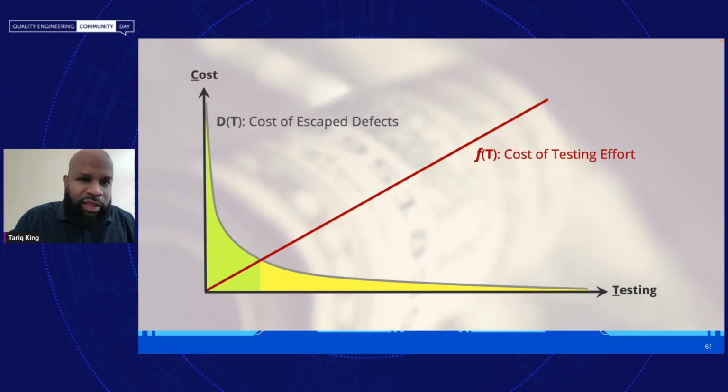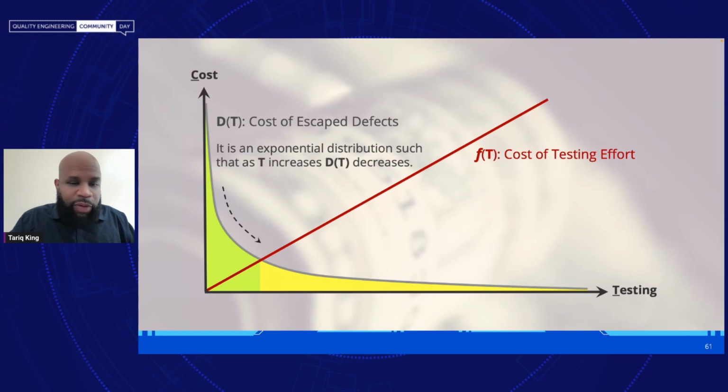And initially, this D of T is very high. In other words, your escape defects is very high if you do little to no testing, right? And as you invest in testing, you actually get back exponential returns, right? Because the first set of testing will reveal quite a bit of issues. It becomes easy to find those first set of defects.